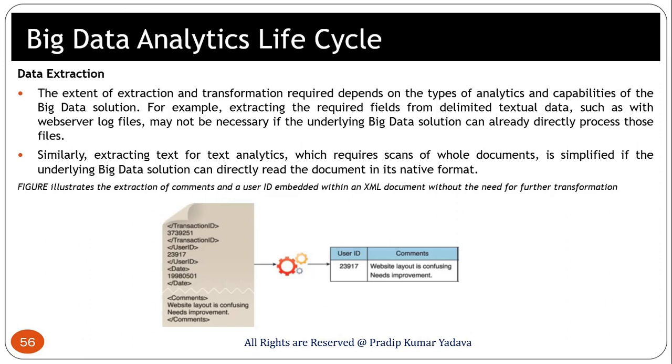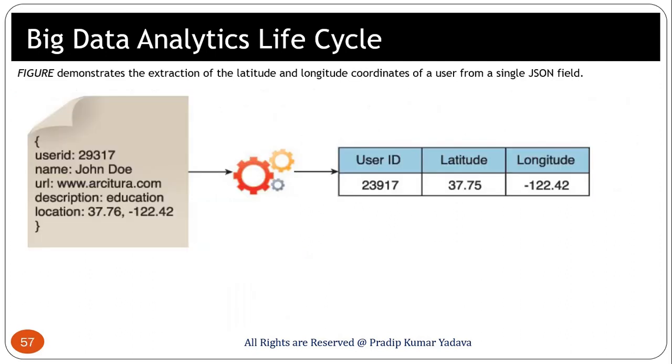So here you can see there is an HTML file and we are extracting data into a table. So there are various ways to extract data. Here also you can see the extraction of data. Here you can see data is not well defined, but in this table you can see data is well defined, meaning we have user ID, latitude and longitude. The figure demonstrates the extraction of the latitude and longitude coordinates of a user from a single JSON field. So here you can see how data is going to be managed after extraction.